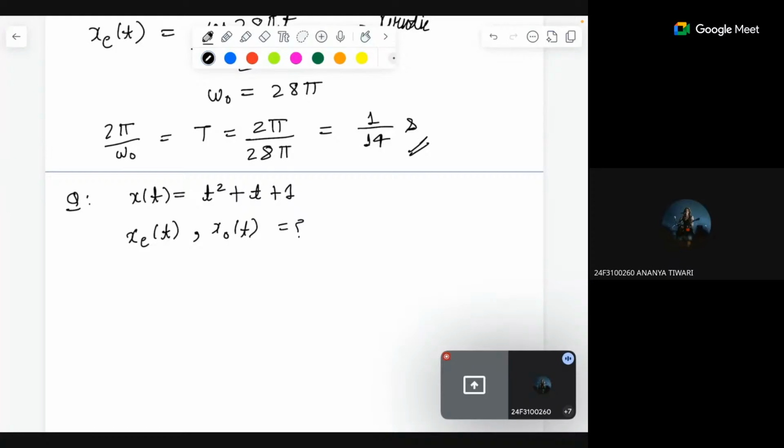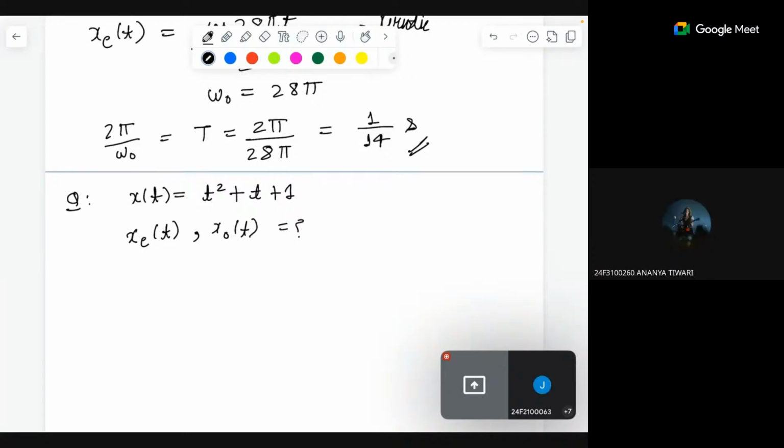T square. T square is what? Even. Sorry, odd. T square is odd. Yes, ma'am. Check. Ma'am, t square plus t, I have a doubt. T square plus 1 is even.